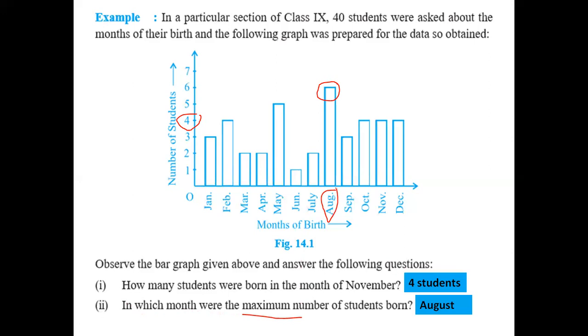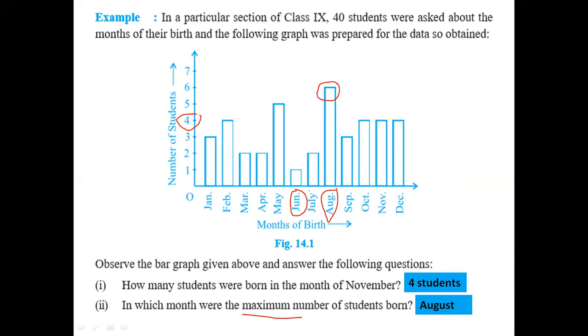Now in case you are asked a question on the minimum number of students, you can see the minimum height is here, so the month is June. This way it becomes very easy to represent data, and it becomes easy for us to understand the graph also. Very easily we can say how many students were born in which particular month.